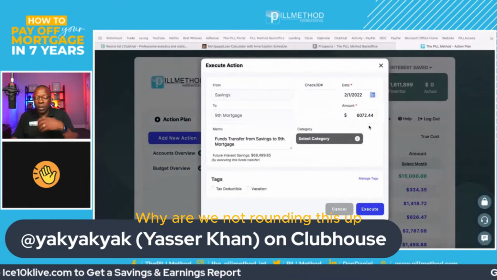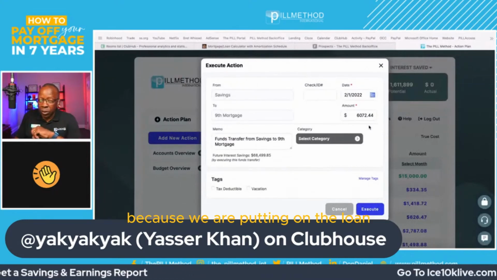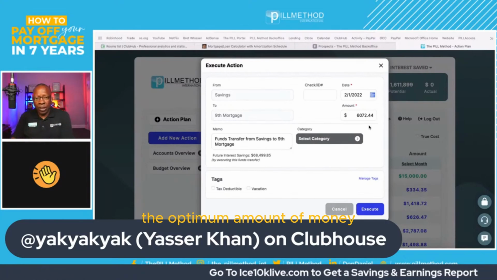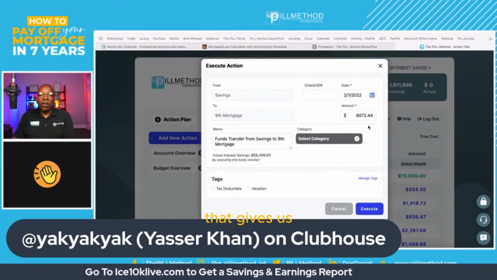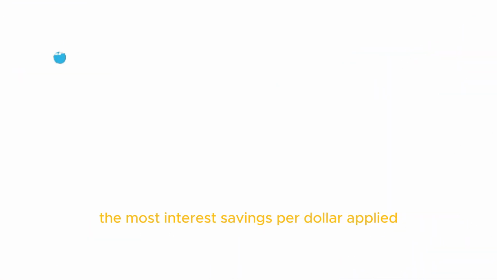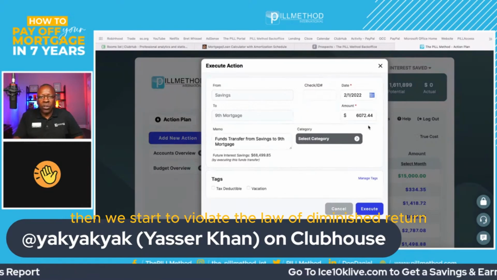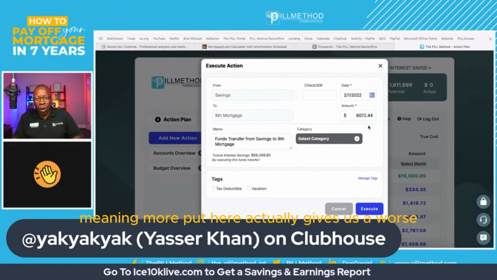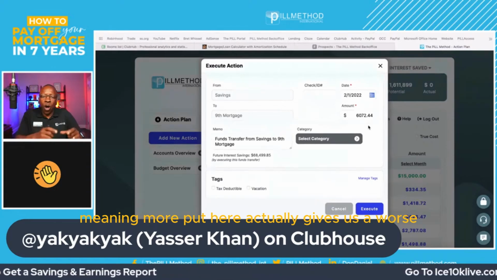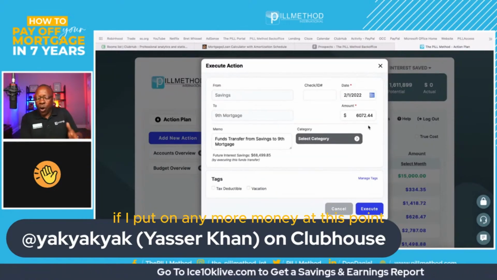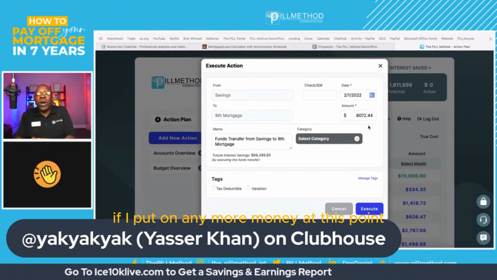Why are we not rounding this up? Because we are putting on the loan the optimum amount of money that gives us the most interest savings per dollar applied. Any more money, then we start to violate the law of diminishing returns, meaning more put here actually gives us a worse cost-benefit ratio. So I'm actually saving less per dollar if I put on any more money at this point.